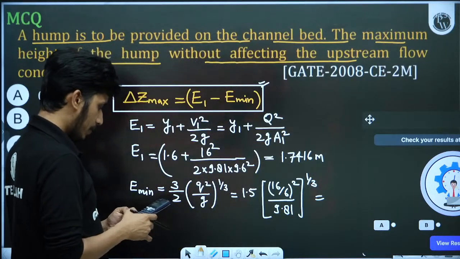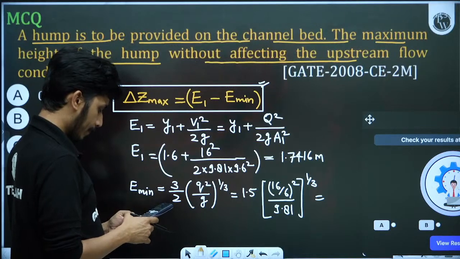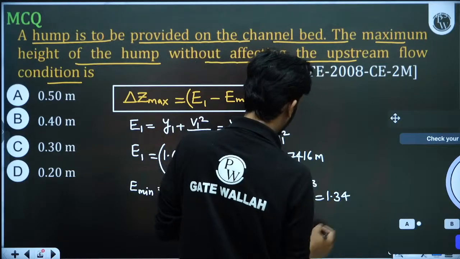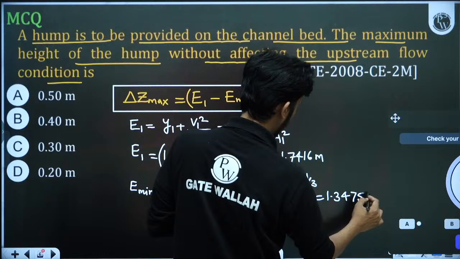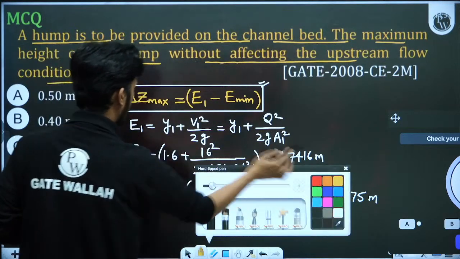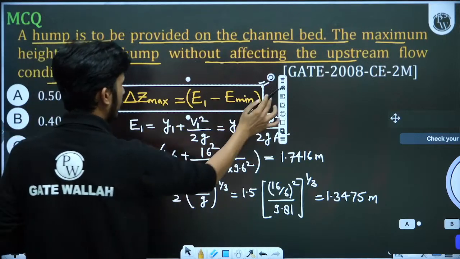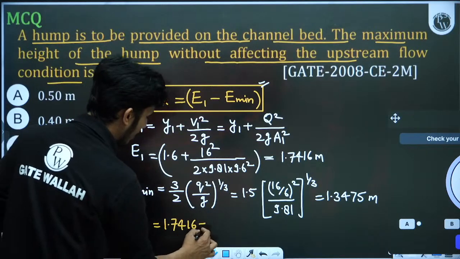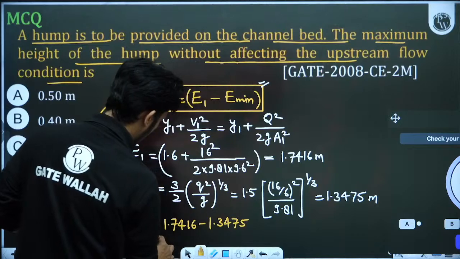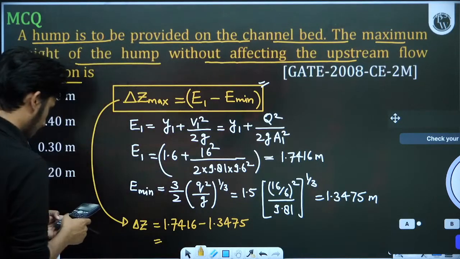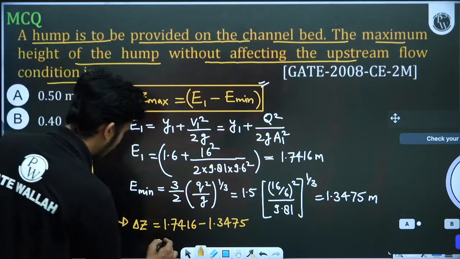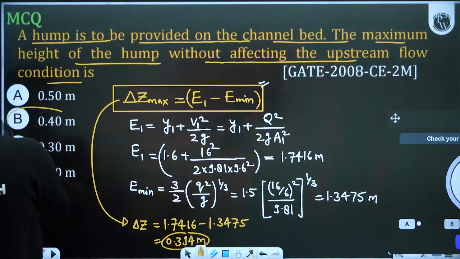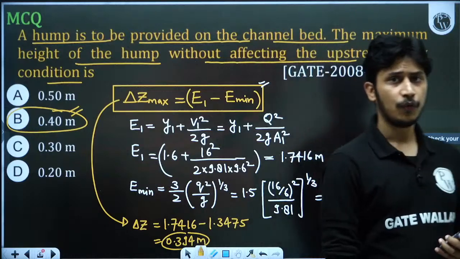Let's check what value is coming out. This is 1.3475 meter. So what is delta Z? Now we can calculate the value of delta Z. Delta Z is equal to E1, that is 1.7416, minus E2, that is 1.73475. So here we will get the value of delta Z, which is 0.394. So nearly 0.4 is the correct answer.